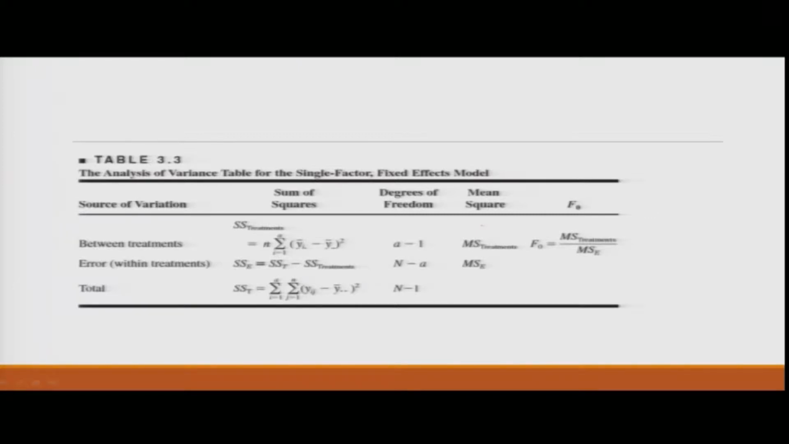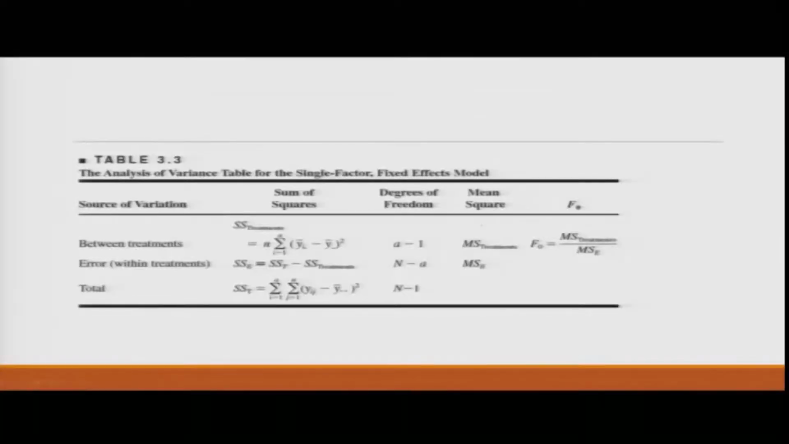Then the degrees of freedom have been mentioned accordingly. For between the treatments it will be a minus 1, because you are collectively comparing them and you are losing 1 degree of freedom. For errors within the treatments, you are losing 1 degree of freedom in each of the treatments, hence it will be capital N minus a, and if you sum them up, the total degrees of freedom is capital N minus 1. Similarly, the mean squares are found, and the F statistic is given by the ratio of the mean square of the treatments divided by the mean square of the errors, and it can be done the other way around also.